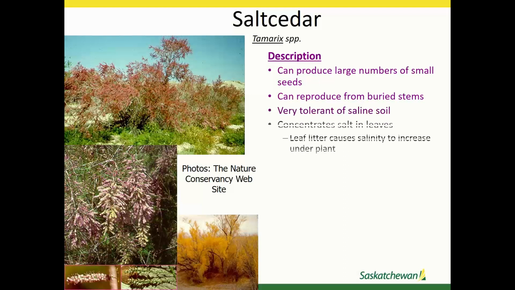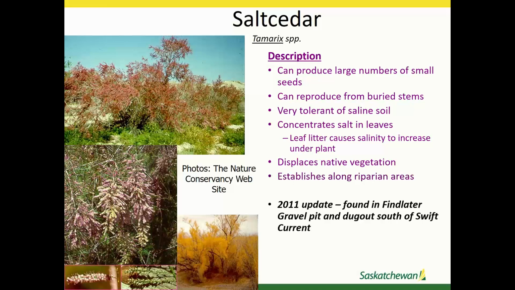It's very tolerant of saline soils, and it also actually creates saline soils by concentrating salt in its leaves and then dropping those leaves on the surface, and it uses that to displace other vegetation so that it can grow effectively. Generally, it likes to grow along riparian areas or areas where there's plenty of water to tap into. One of those mature trees can use up to 300 gallons of water per day. We do have records of it in the Findlater area. There's also a record of it now in the Bethune sewage lagoon, and also a dugout south of Swift Current.